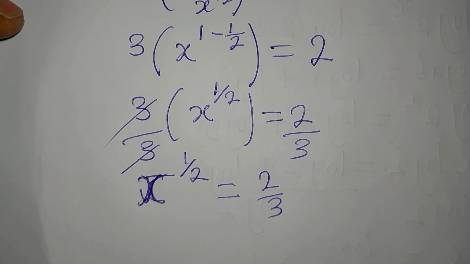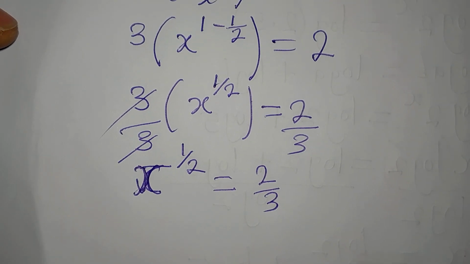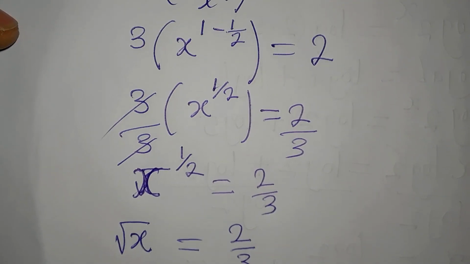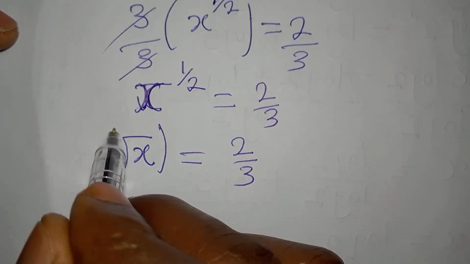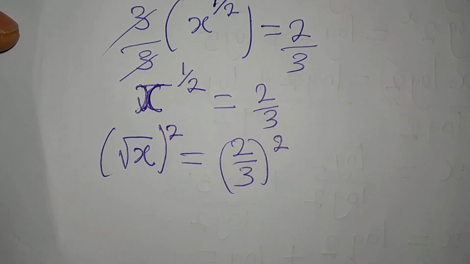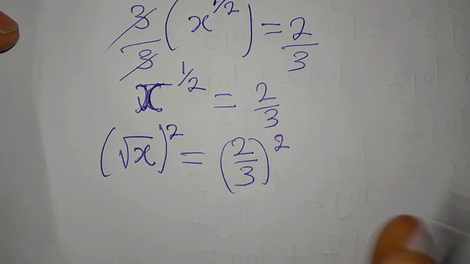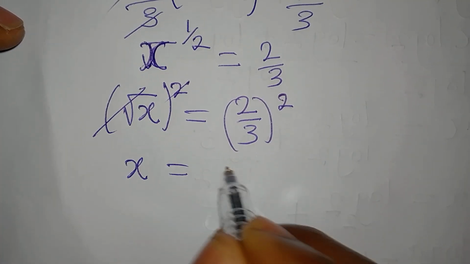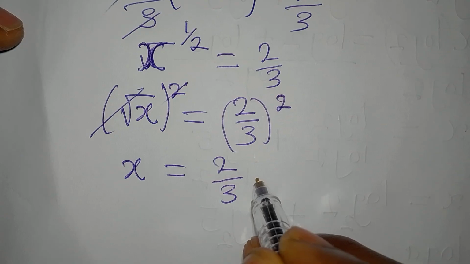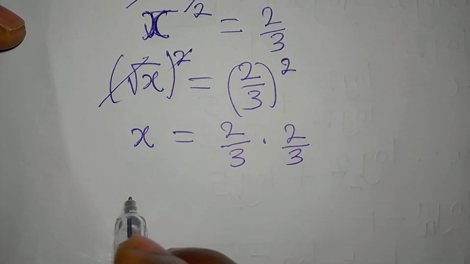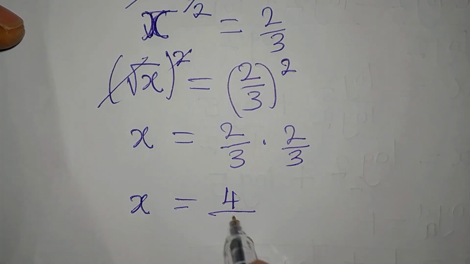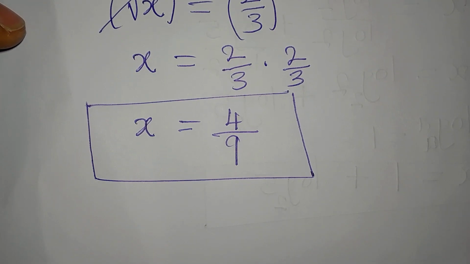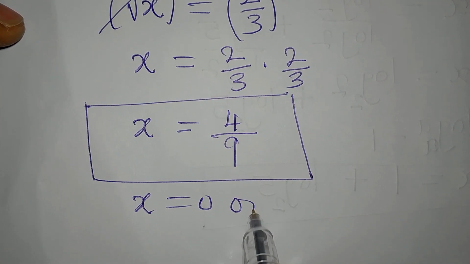And mind you, x to the power of 1 over 2 is the same thing as square root of x. So here now we have square root of x to be equal to 2 over 3. And you know that to remove square root, you will have to square, and then the whole of this will be squared. If I do not put this bracket, then I will have a wrong answer. This will go there, so that x will now be equal to 2 over 3 multiplied by 2 over 3, so that our x will be equal to 4 over 9.